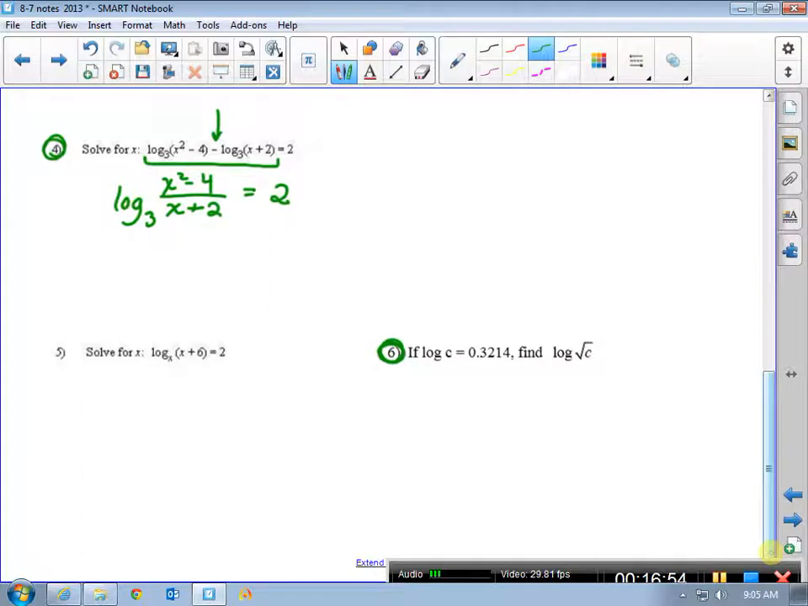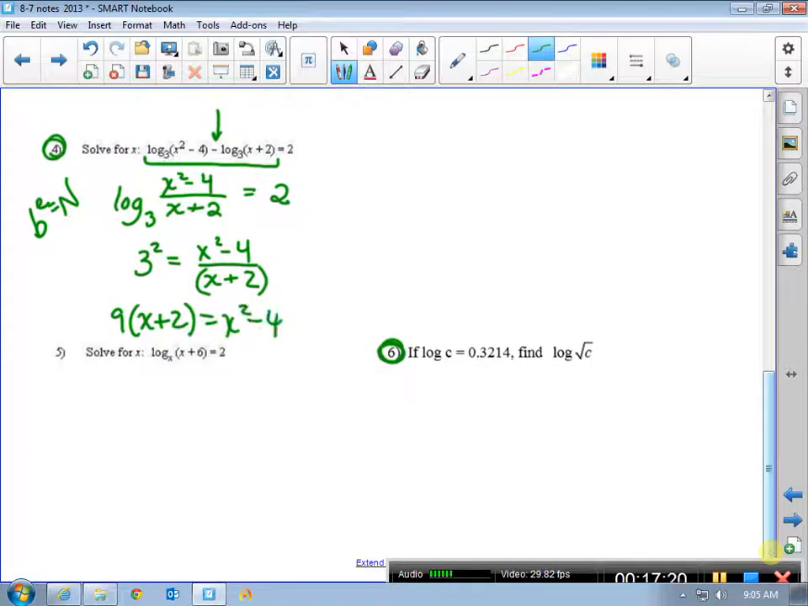All right. And I'm going to change this to Ben form. Base to the exponent equals the number, because it's a single log. So 3 squared equals x squared minus 4 over x plus 2. 3 squared is 9. I'm going to cross multiply. 9 times x plus 2 equals x squared minus 4.